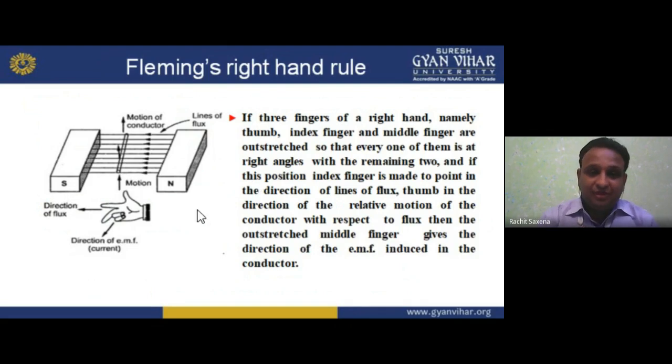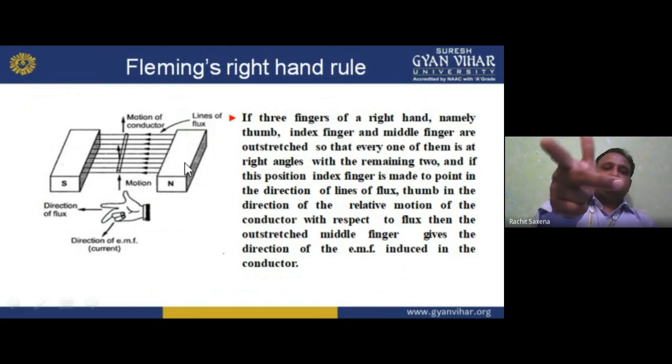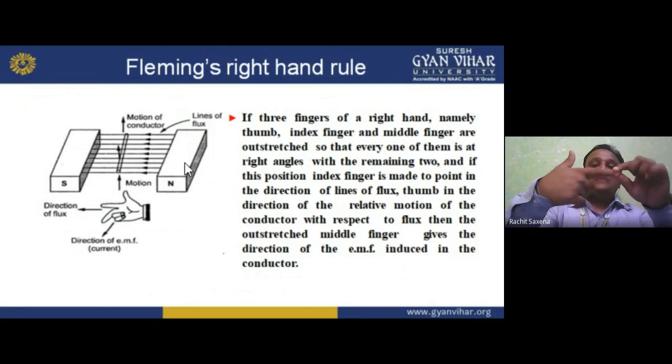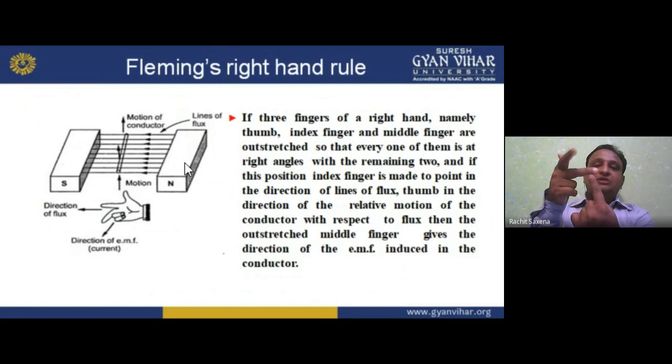Now see, this is your flux line. This is the motion of the conductor and the induced EMF. We have them perpendicular like this. Now see what I want to show you. This thumb is showing the motion or the velocity of the conductor in a magnetic field. Index finger shows the magnetic field, thumb shows force and motion, and the middle finger shows the induced EMF.